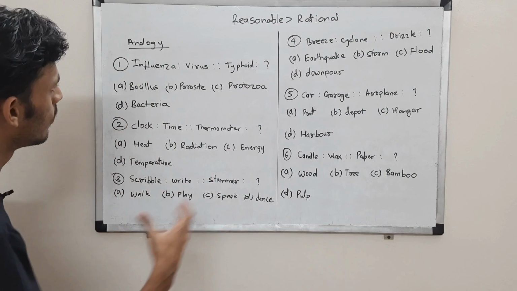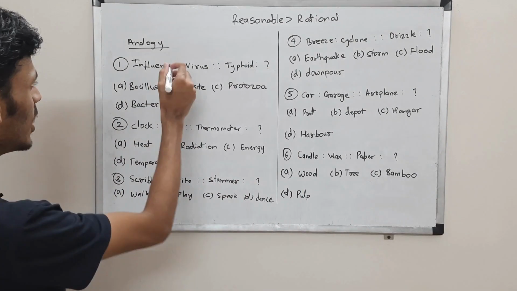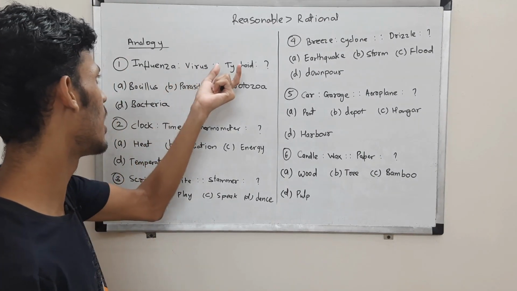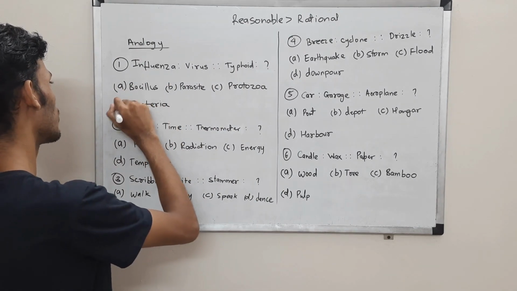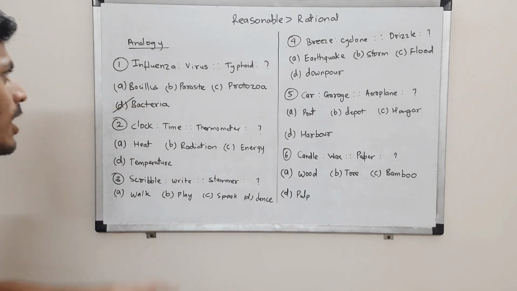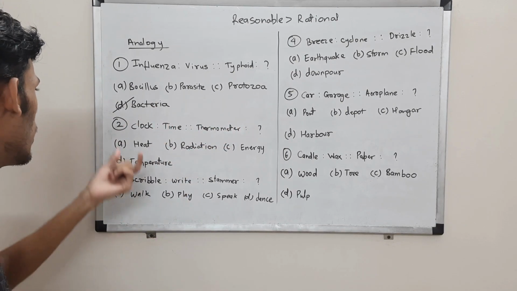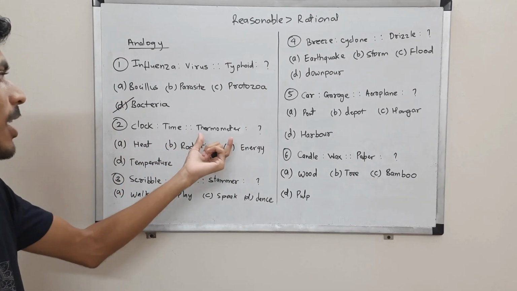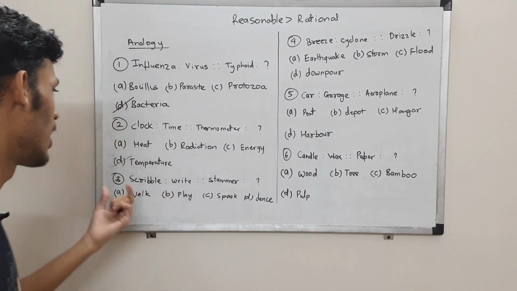Question number 1, influenza is to virus, then typhoid is what? Influenza is common cold, flu. Flu is caused by virus, then typhoid is caused by, you can guess the answer, you need your bio to be strong. The answer over here is bacteria. Typhoid is caused by bacteria. Similarly question 2, clock, time, then thermometer, what? It's simple, right? Clock measures time, then thermometer measures temperature. Option D is correct over here.